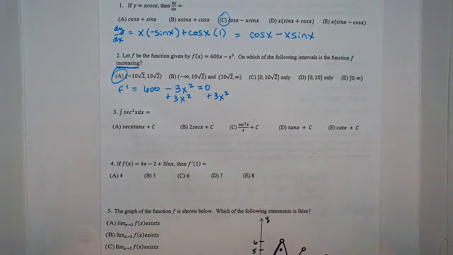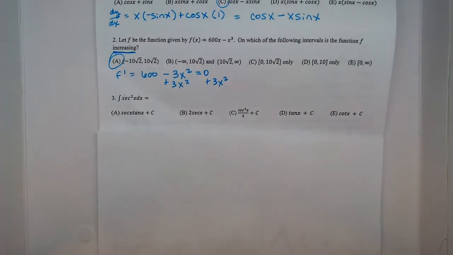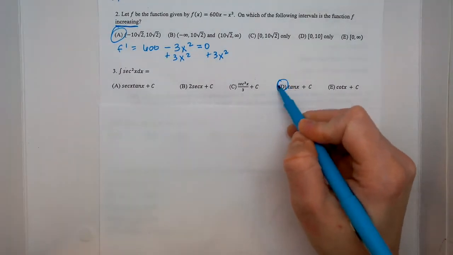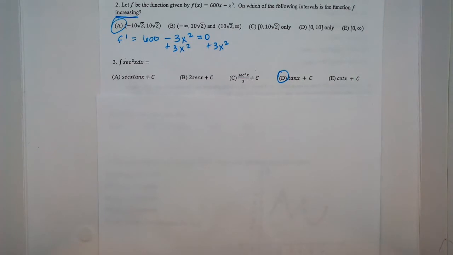Okay, let's look at number 3. Number 3 says the integral of secant squared x dx. This is just a rule that you have to have memorized. The antiderivative of secant squared x is tangent x. And always put plus c since this is not a definite integral.